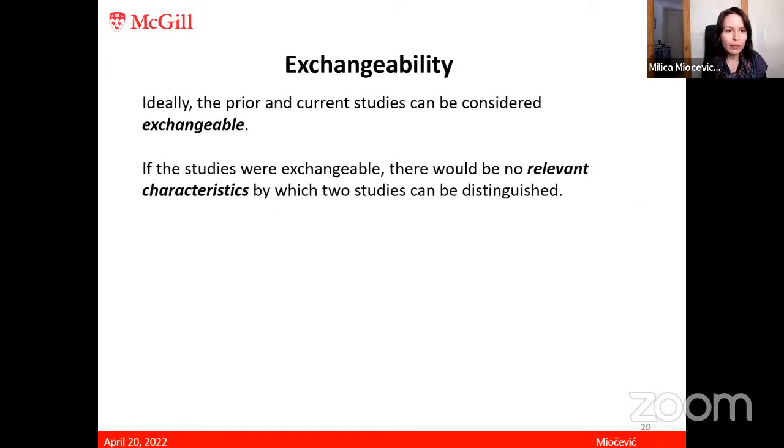firefighters. So ideally, if we would like to consider our priors accurate, we would have to be able to consider data from a previous study as additional observations from our current study.